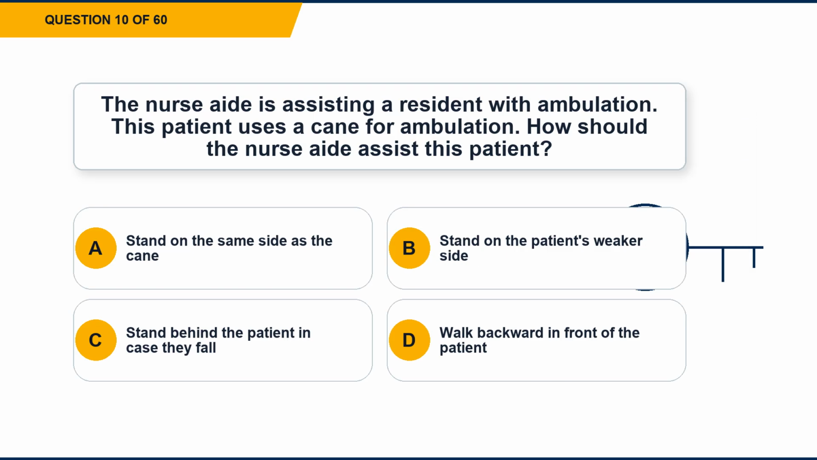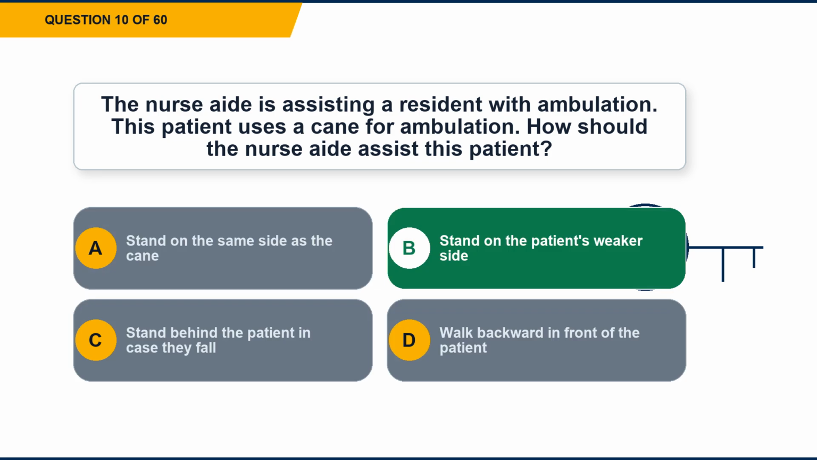Question 10. The nurse aide is assisting a resident with ambulation. This patient uses a cane for ambulation. How should the nurse aide assist this patient? Option A. Stand on the same side as the cane. Option B. Stand on the patient's weaker side. Option C. Stand behind the patient in case they fall. Option D. Walk backward in front of the patient.